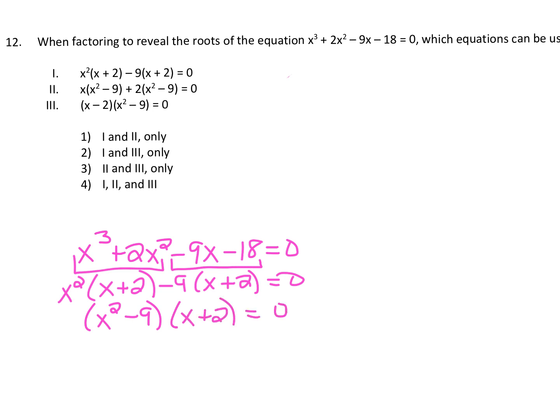Okay, and then this right here is a difference of perfect squares. So we can factor that further using dots. So two sets of parentheses, one gets addition, one gets subtraction, and the square root of x squared is x. And the square root of 9 is 3. And then we'll bring down the x plus 2 and the equals 0.